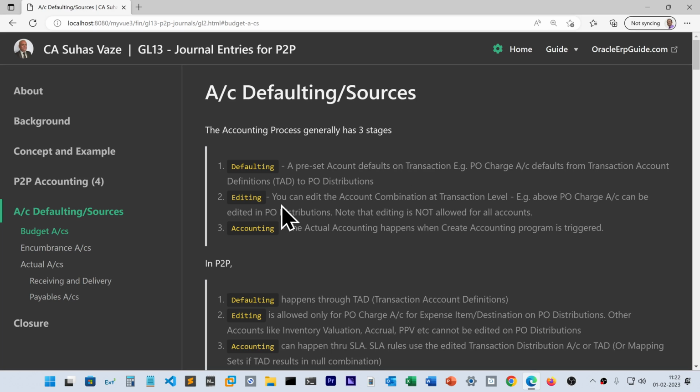The next stage is editing. You can edit the account combination at transaction level after it is defaulted. This is allowed for a few accounts, like PO charge account can be edited if it is an expense flow, but accounts like accrual, inventory valuation, they cannot be edited on your PO distributions. The third stage is accounting, when the actual accounting happens when the create accounting program is triggered.